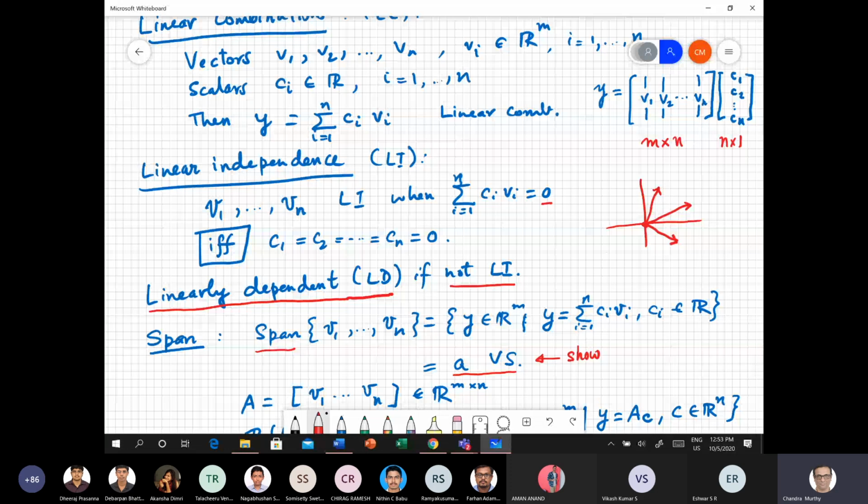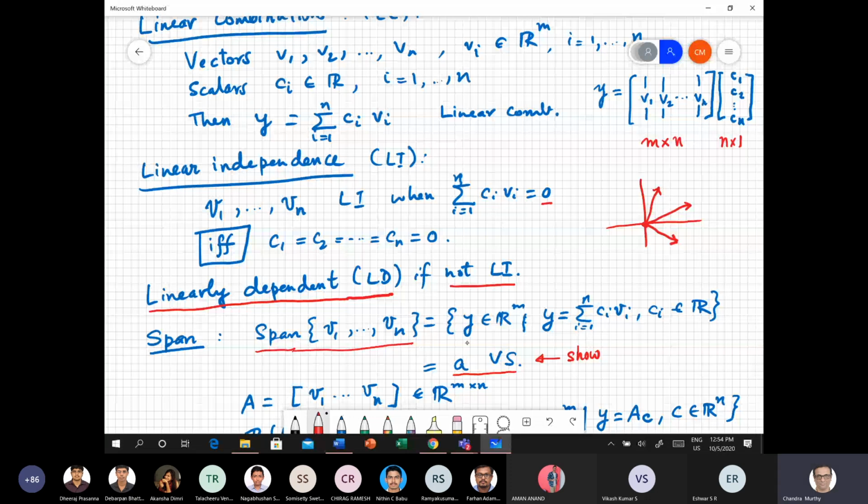It's very easy to show this. The point is basically that if you take two vectors belonging to the span of v1 to vn, then the first vector can be written as a linear combination of vi like this. And the second vector can also be written as a linear combination of these vectors. And therefore, their sum, so if the two vectors were y1 and y2, y1 plus y2 can be written as the sum of these vectors with different coefficients ci. And therefore, that also lies in the span of v1 to vn.